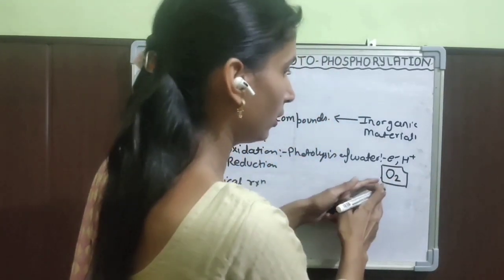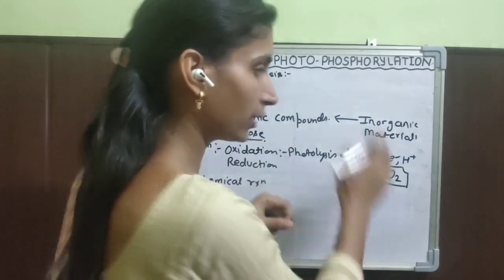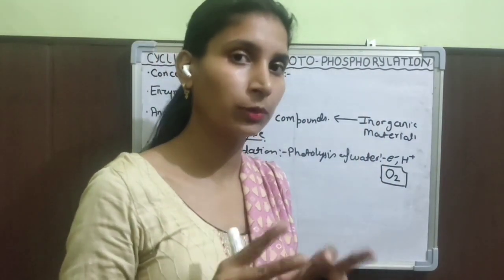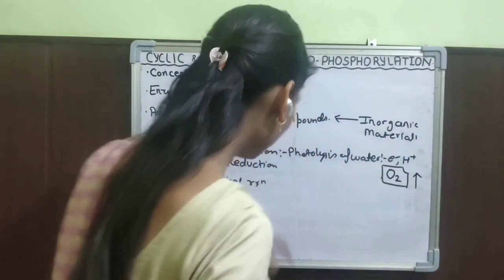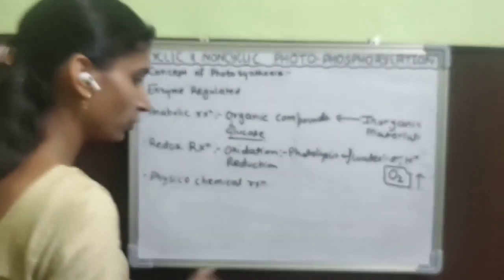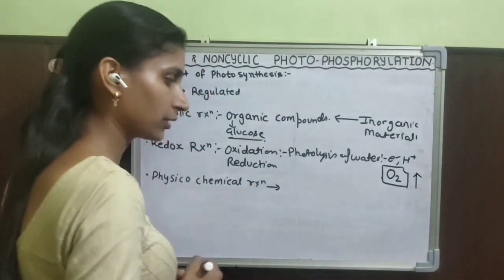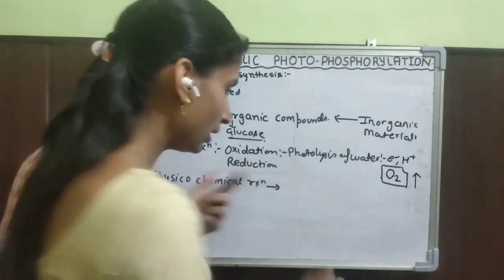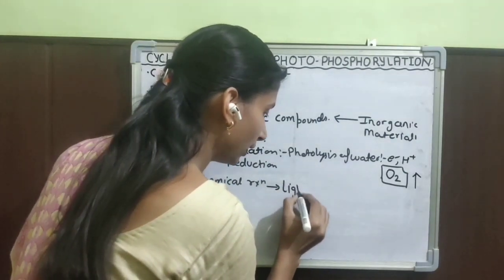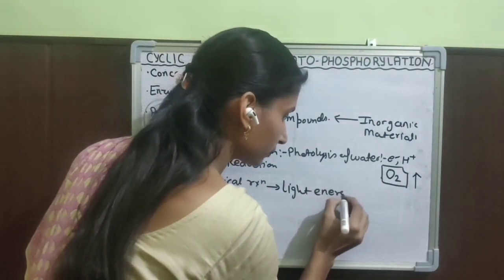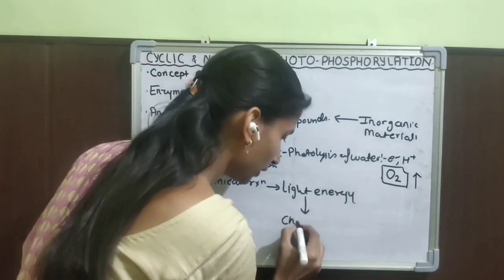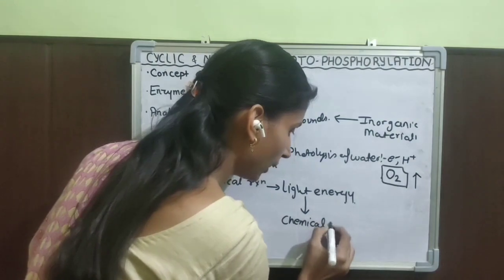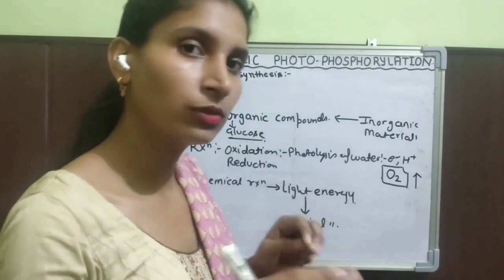These are the two main products of the photosynthesis: the one is glucose and the second one is oxygen. So oxygen is liberated into the atmosphere. The next one, it is the physico-chemical process. Why is it physico-chemical? Because when this reaction takes place, light energy is trapped. Light energy is being converted into the chemical energy. That's why it is called the physico-chemical process.